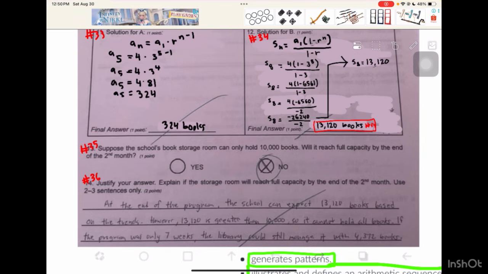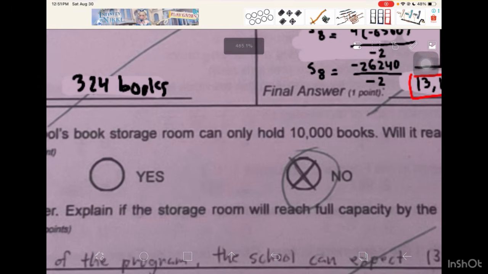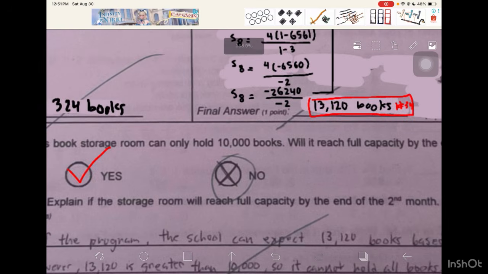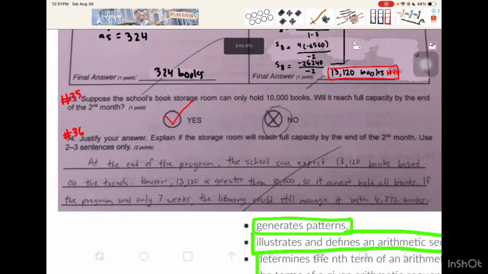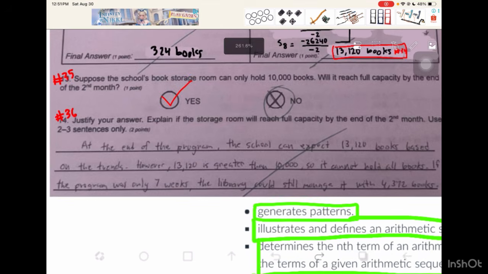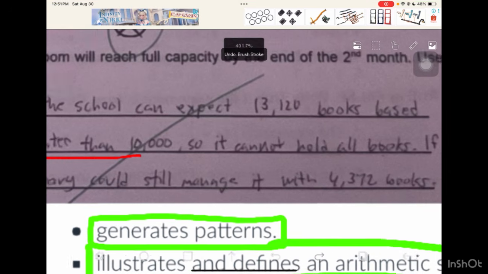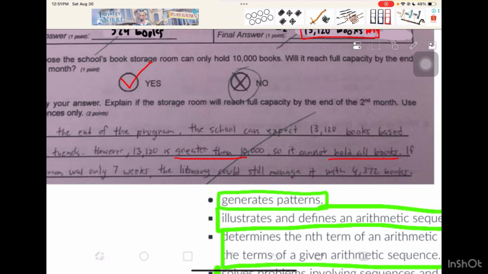Suppose the school book storage room can only hold 10,000 books. Will it reach full capacity by the end of the second month? And the answer is, I misread this question. The answer is, of course, yes. Because 13,120 is bigger than 10,000. So we want to explain and defend our answer. So I said that the school can expect 13,120 books based on current trends. And I also stated that it's greater than 10,000, so it cannot hold all books. Now, this isn't really the best way to explain it.